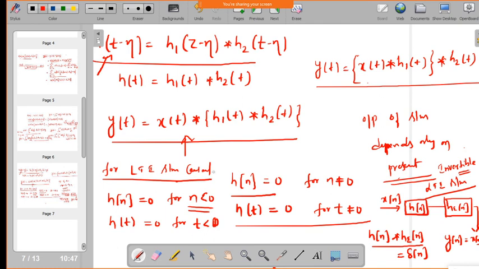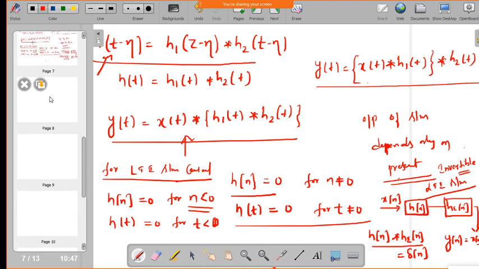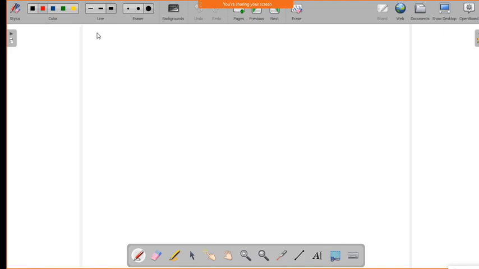Similarly, another one is the stable system. So what is meant by a stable system? If the input is bounded, then the output should also be bounded, and then we can say that the system is stable. So if you take the convolution of the system, y of t equals the integral from minus infinity to plus infinity of x of t into h of t minus tau d tau. Okay, so this is the convolution equation.